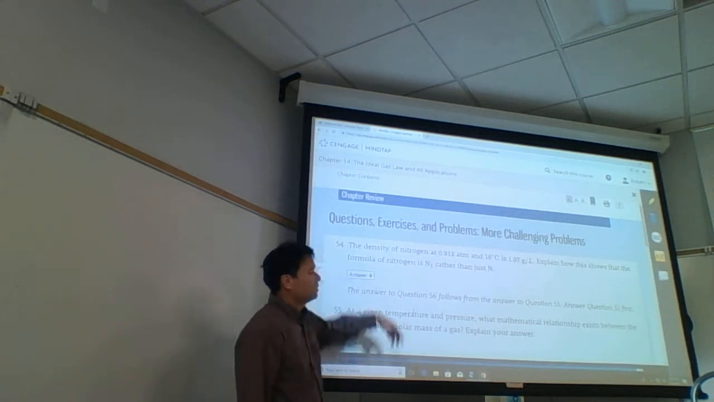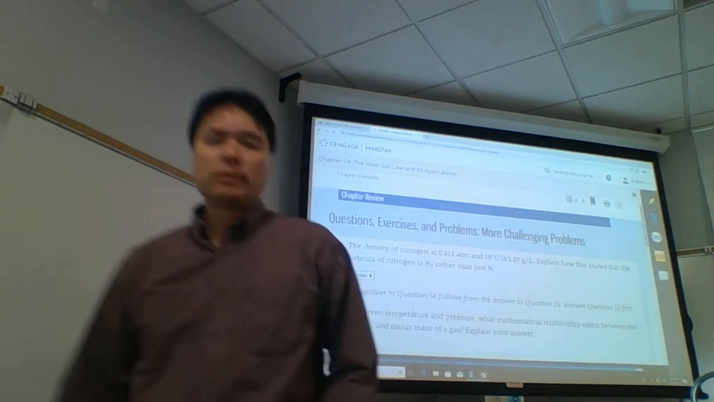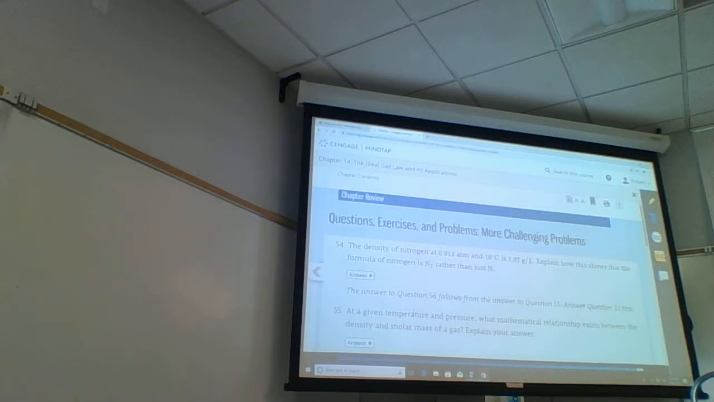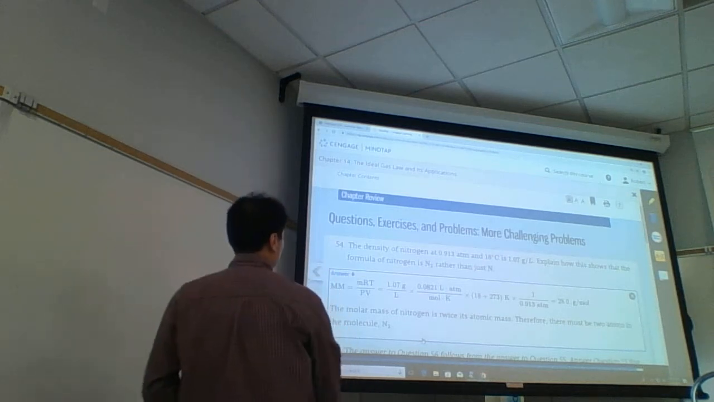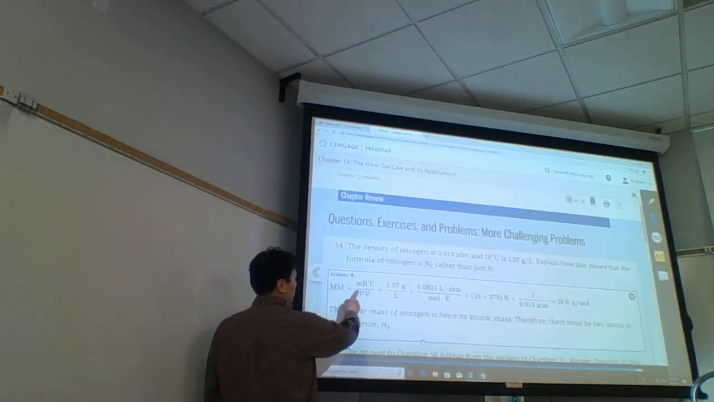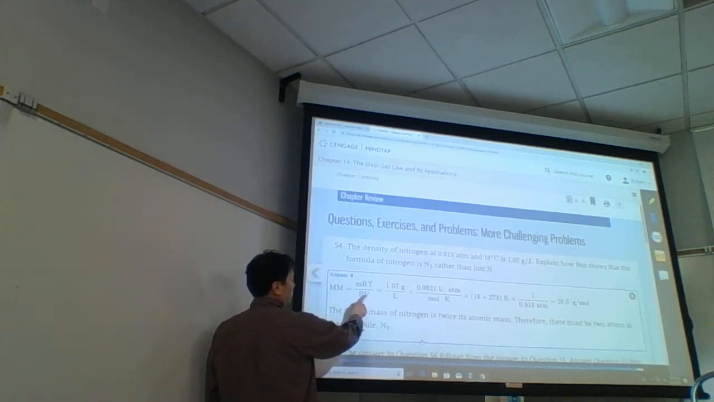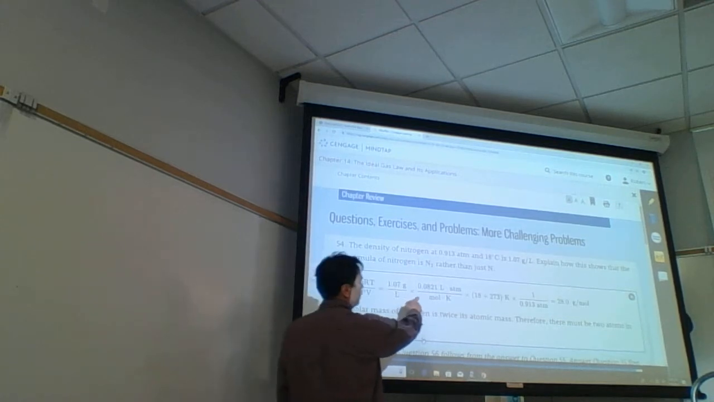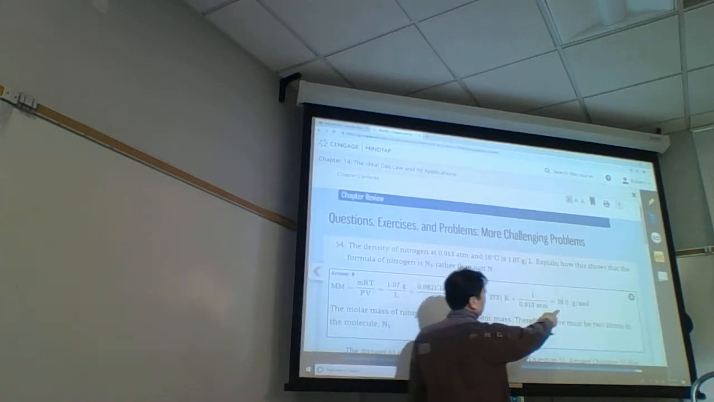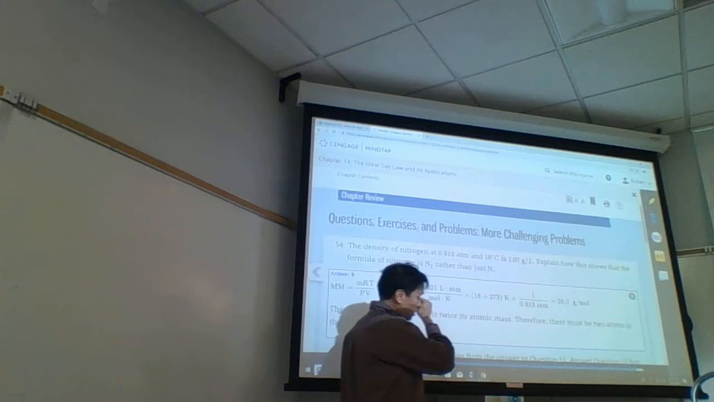In this particular problem, from the density, we can calculate the molar mass using the equation that we had earlier, and then compare the molar mass. This is the equation for the molar mass: the molar mass is equal to mRT over PV. The mass over volume is the density, so it's equal to density times R times T divided by P. We plug that in here, and we get a molar mass of 28.0 grams per mole.